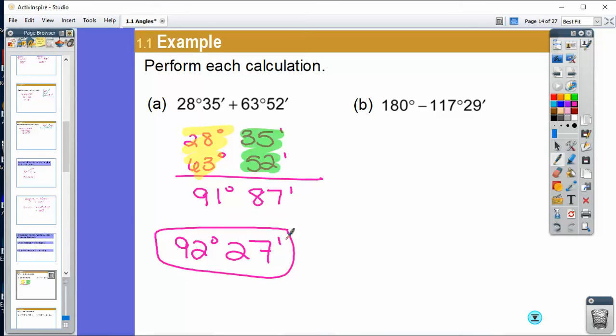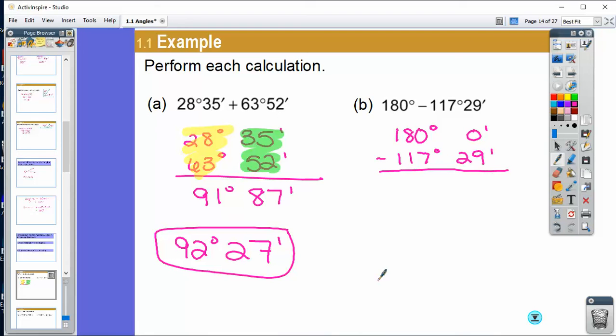I'd like to do a subtraction and then give you guys a couple to try if that's okay. For the subtraction, I'm going to go ahead and write this as 180 degrees minus 117 degrees, 29 minutes. Okay, so if you think back to elementary, this is like 180 degrees, 0 minutes. Can you do 0 minus 29? No, so what do we do? Borrow.